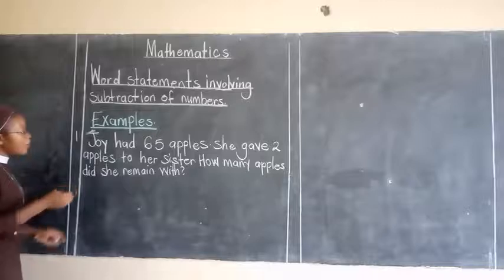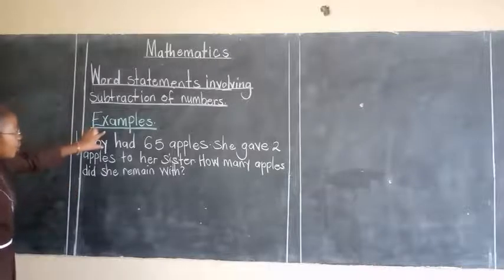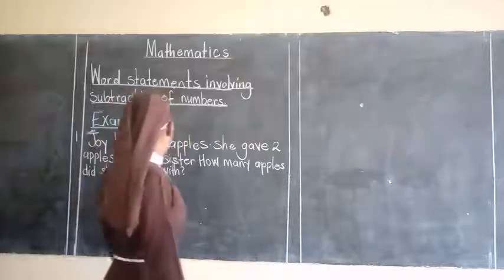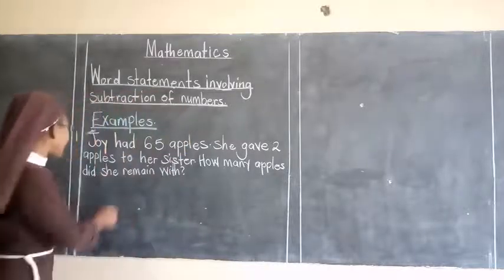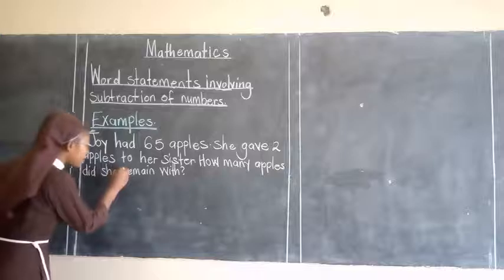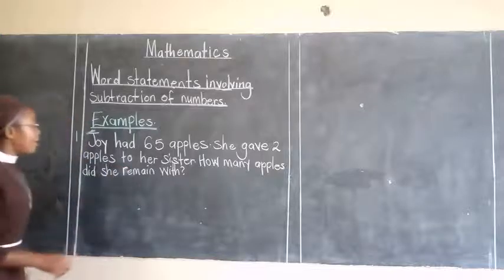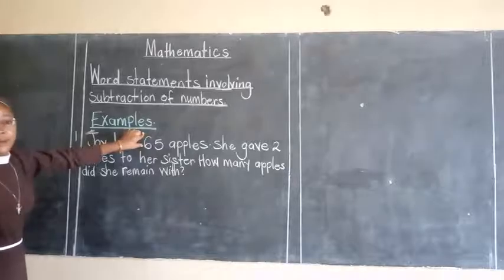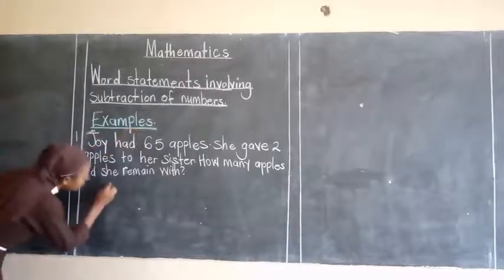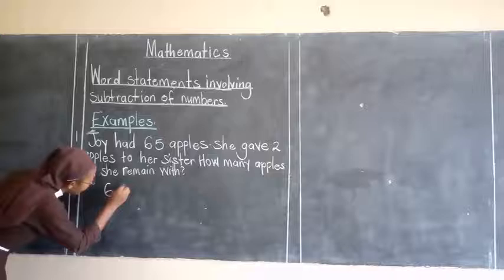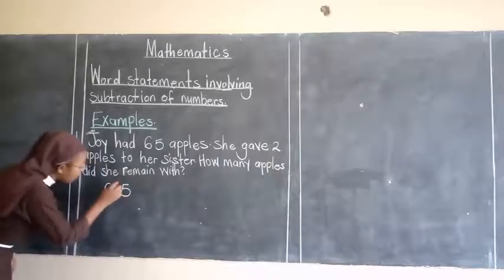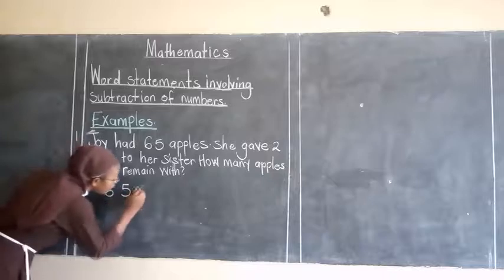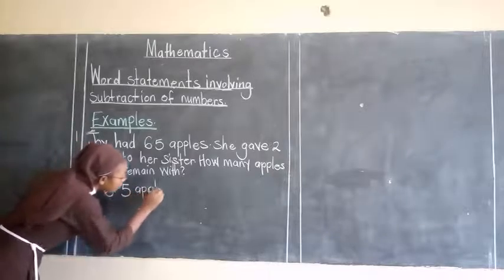So, we shall begin with the first statement. Joy had 65 apples. So, we shall write 65 first. We shall write our 65 here. Remember to space these digits. 65 apples. Do not forget to write the word apples.